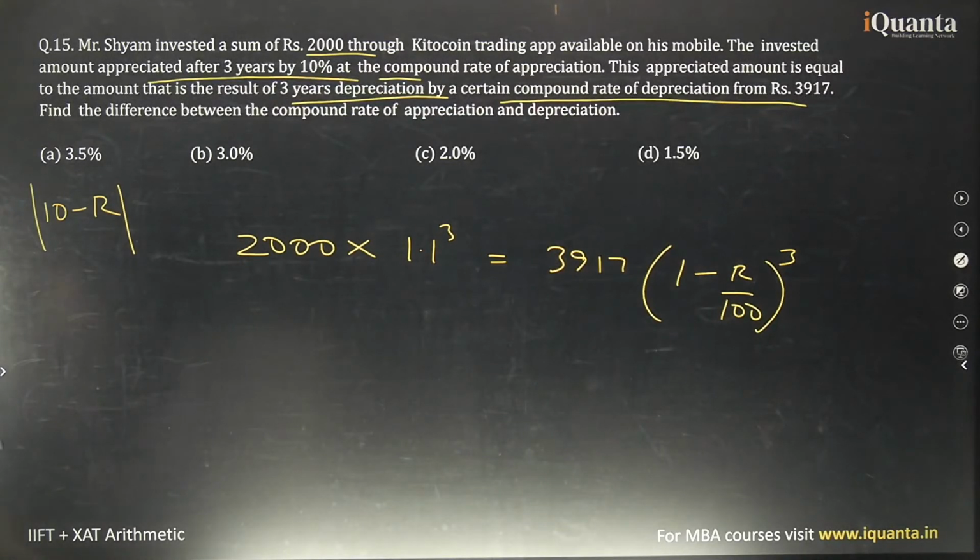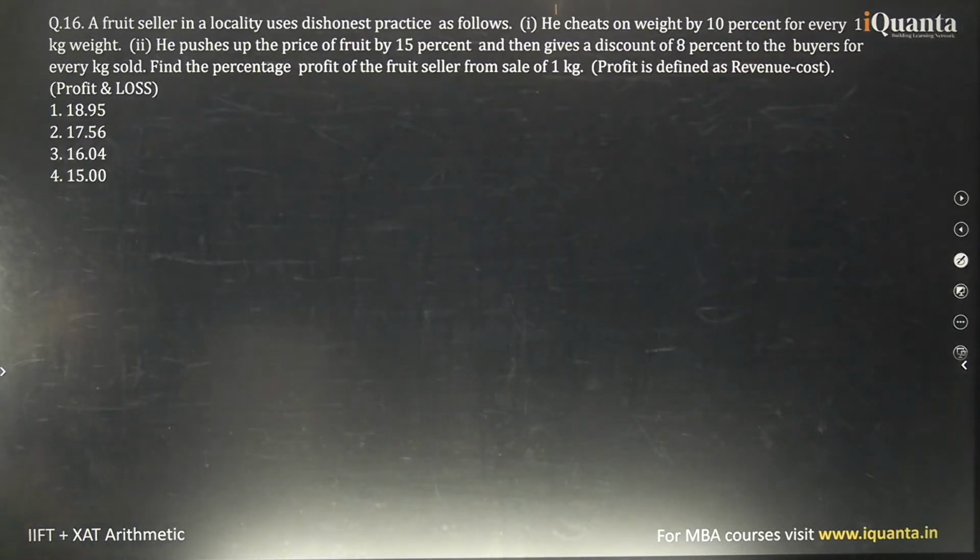Cool, cool, cool. Okay, so the question is easy, just that calculations are there. Next one. A fruit seller in a locality uses dishonest practice as follows. 1. He cheats on weight by 10% for every 1 kg weight. Second, he pushes up the price of fruit by 15% and then gives a discount of 8% to the buyers for every kg sold. Find the percentage profit of the fruit seller from sale of 1 kg.